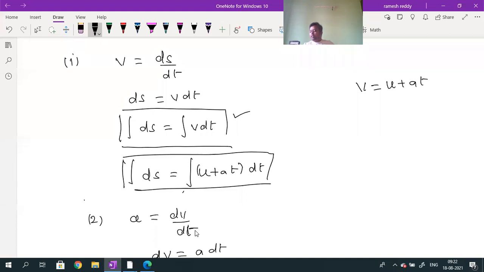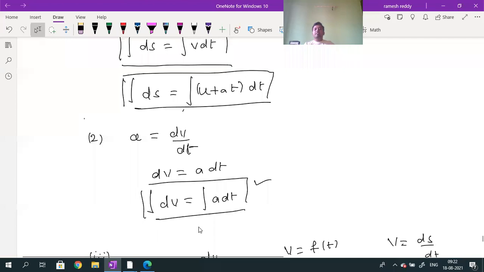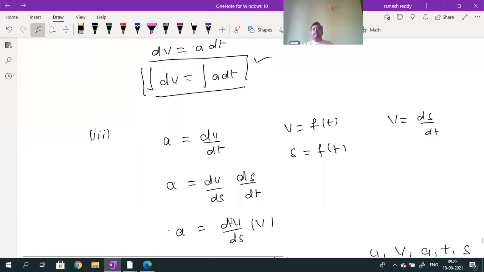Correct? And what is the second equation given by? a is equal to dv by dt. Cross multiply: dv is equal to a into dt. Integration of dv is equal to integration of a into dt. That is the second equation.